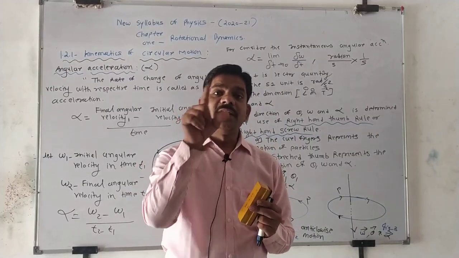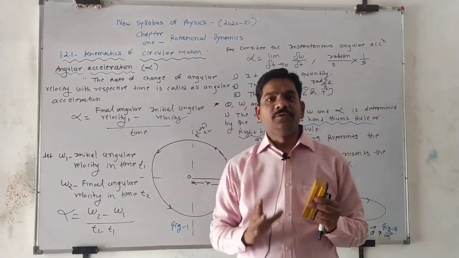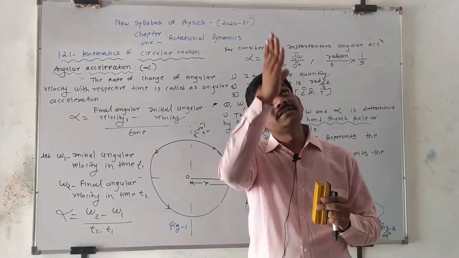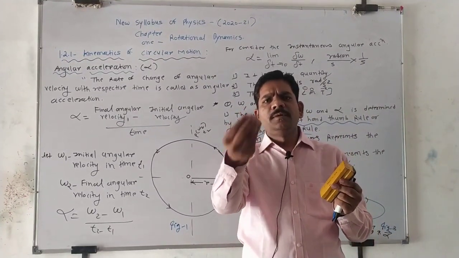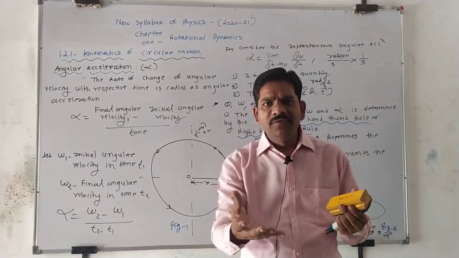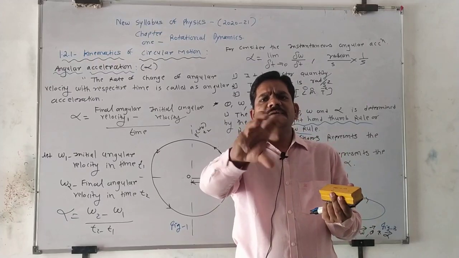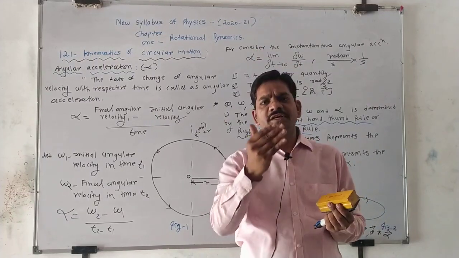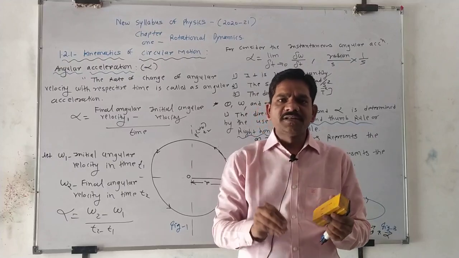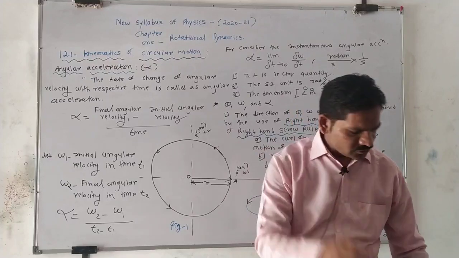So what is present there? The angular acceleration is present in our electric fan or ceiling fan, because we change the speed. Some people require high wind, some require less wind. At that time we change the regulator and change the motion, increasing or decreasing it. So what is present there? Angular acceleration.